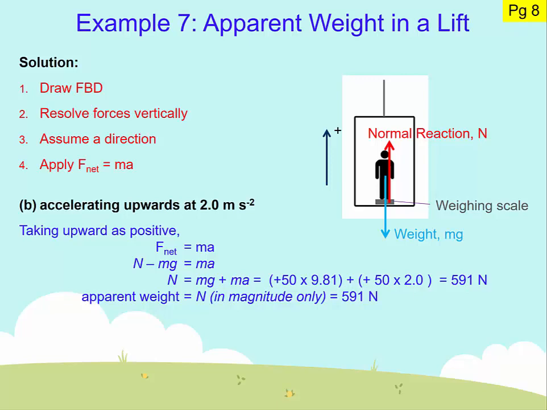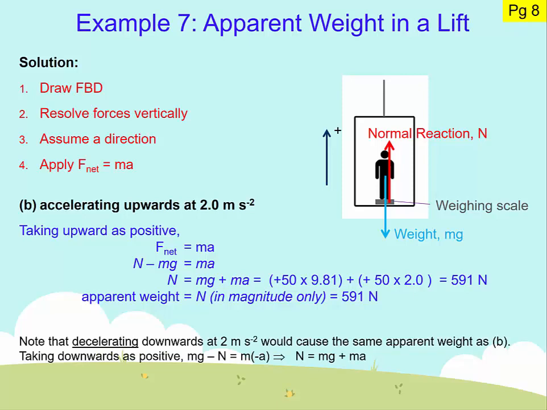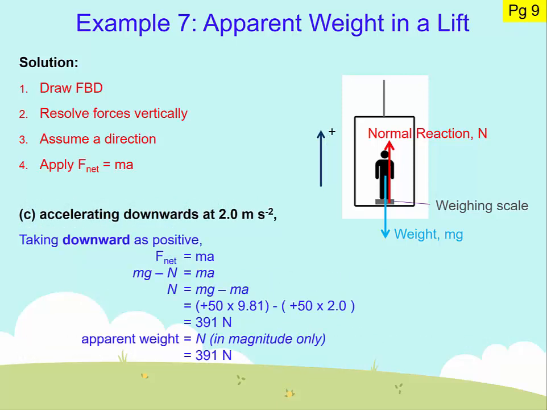In the second scenario, the lift is accelerating upwards. Okay, so take upwards as positive. So F net equals MA. N is upwards, so N is positive, mg is downwards, therefore it is negative. So substitute in the values, move mg over to the right hand side, and you can find N, which is 591. If the lift is decelerating downwards at 2 meters per second squared, then it will cause the same apparent weight as B, because we'll take downwards as positive, so mg minus N equals m times negative a. So they will give the same value. Okay, let's look at part C.